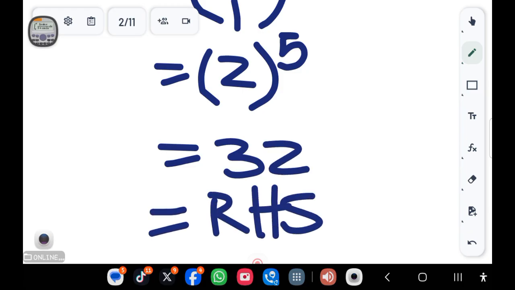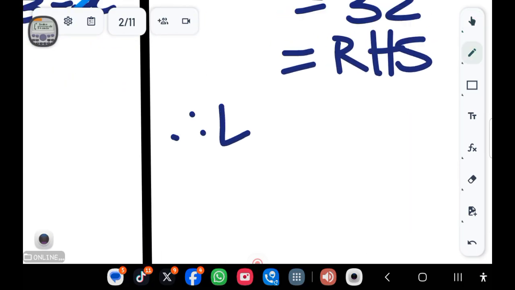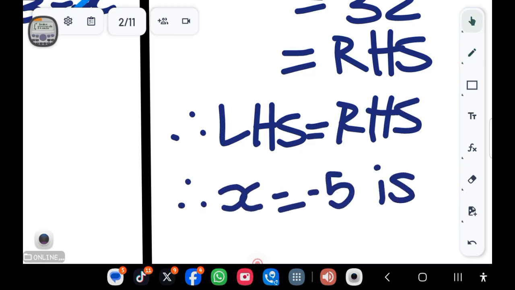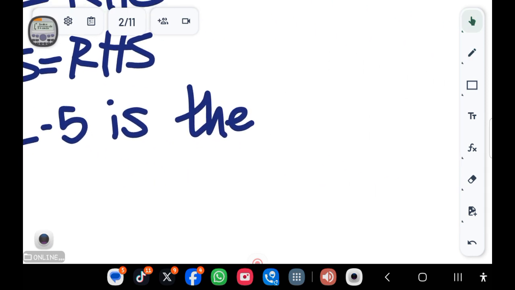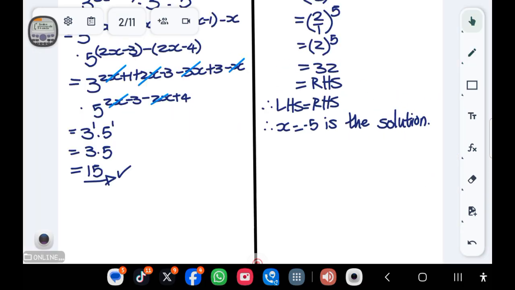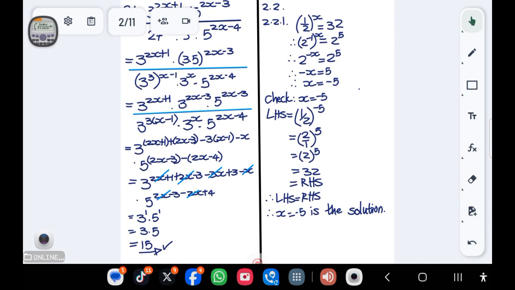So yes, therefore, the left hand side equals the right hand side, meaning that therefore x equals -5 is the solution. And that's how you check. Always check, because sometimes you get an answer that is not part of the solution because it does not make the left hand side equal the right hand side when you check. And that's how you do that.